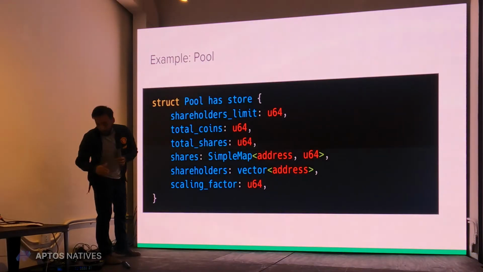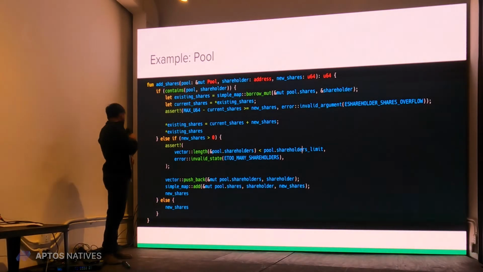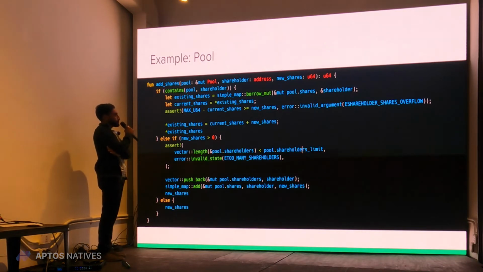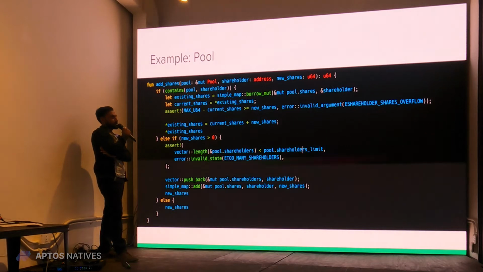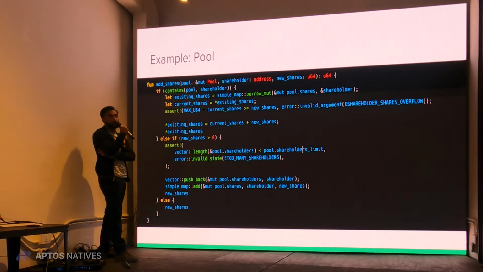So another example is pool. So imagine you had a pool of tokens, and that however many people deposited tokens got minted a proportionate amount of shares.